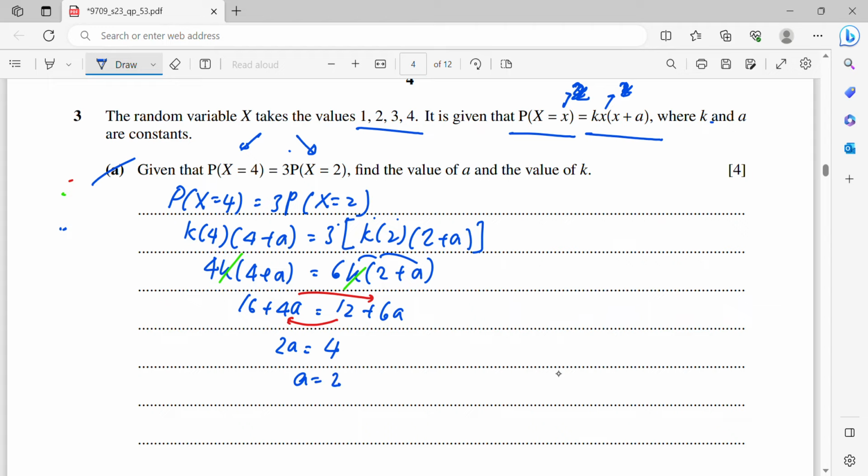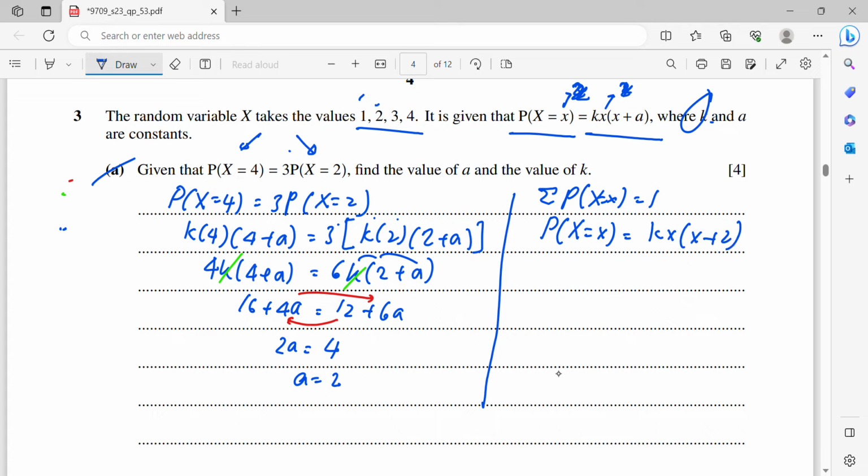Once we get a, then we need to find k. Since k is a constant, I am going to use the fact that the total probability equals 1. Your P(X = x) is basically kx(x plus 2), and x will be 1, 2, 3, 4. So now I will write: k is in common, so I can take it out.